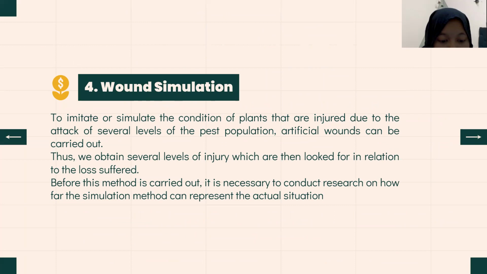To imitate or simulate the condition of plants that are injured due to the attack of several levels of the pest population, artificial wounds can be carried out. For example, by making holes in leaf, cutting leaves or other plant parts according to the actual wounding process. Thus, we obtain several levels of injury which are then looked for in relation to the loss suffered.